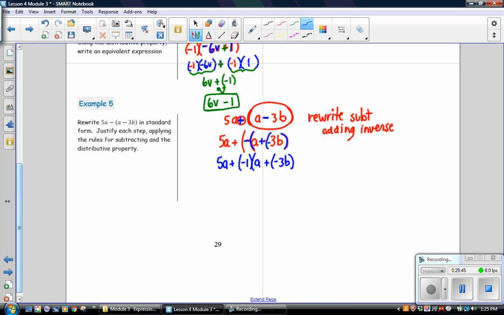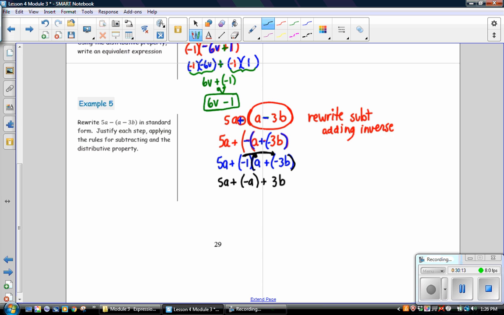Now we can distribute the negative 1 to both terms inside the parentheses. Draw an arrow so that you remember to distribute the negative 1 to both terms. Bring down the 5a. Negative 1 times a is negative a. Plus negative 1 times negative 3 is a positive 3. So that's 3b.